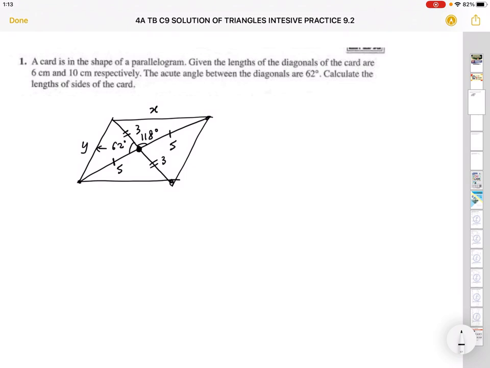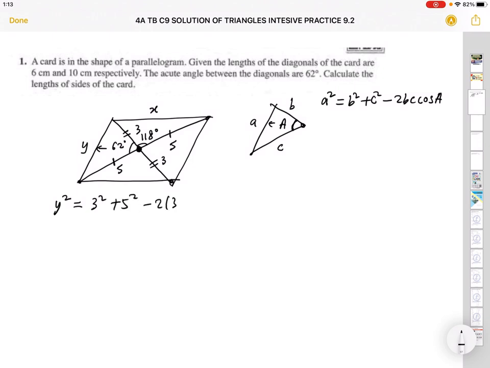Now remember, when you're given the lengths of two sides flanking an angle, for example, this angle is angle A, and these sides are B and C. The opposite length is a. We say a squared is the same as b squared plus c squared minus 2bc cos A. This is the formula for the cosine rule. So if I find y, I can square it and equate it with 3 squared plus 5 squared minus 2 times 3 times 5 cos of angle 62. So whatever you get here, you can square root it directly.